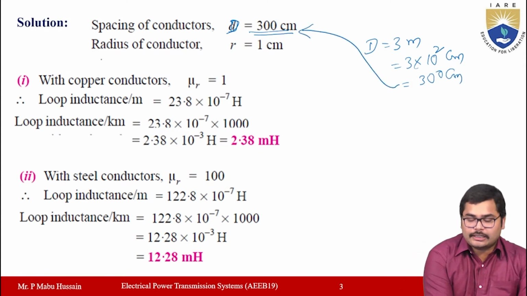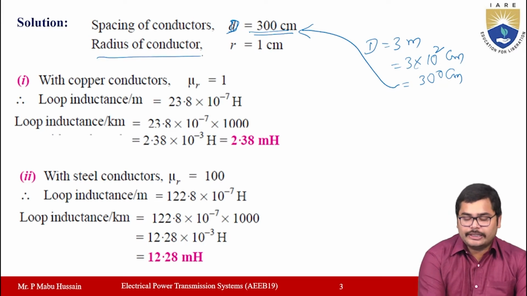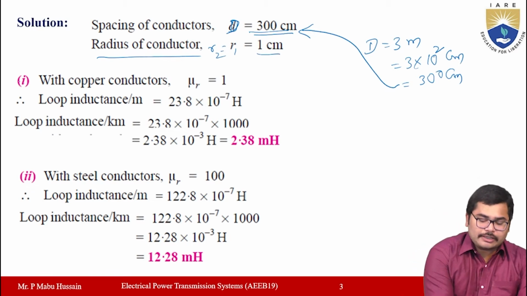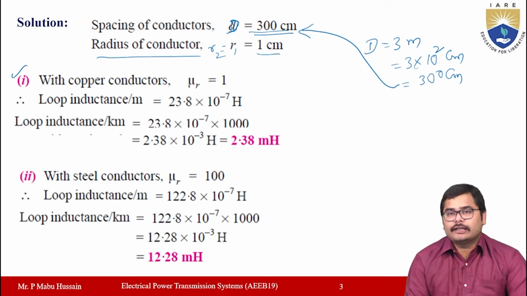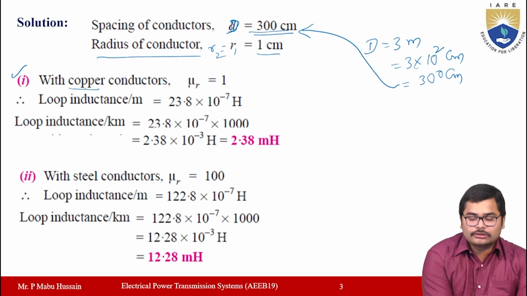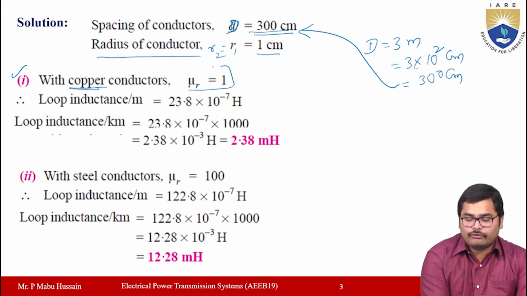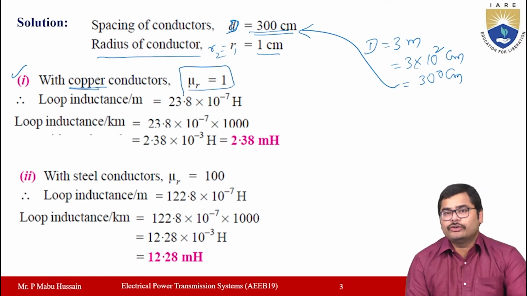And radius of each conductor is given here. So radius of each conductor R1 and R2 both will be the same, which is equal to 1 centimeter. Now we are taking the first case in which the conductor material is made up of copper. So for copper, the relative permeability will be equal to 1. So that means mu r is equal to 1.